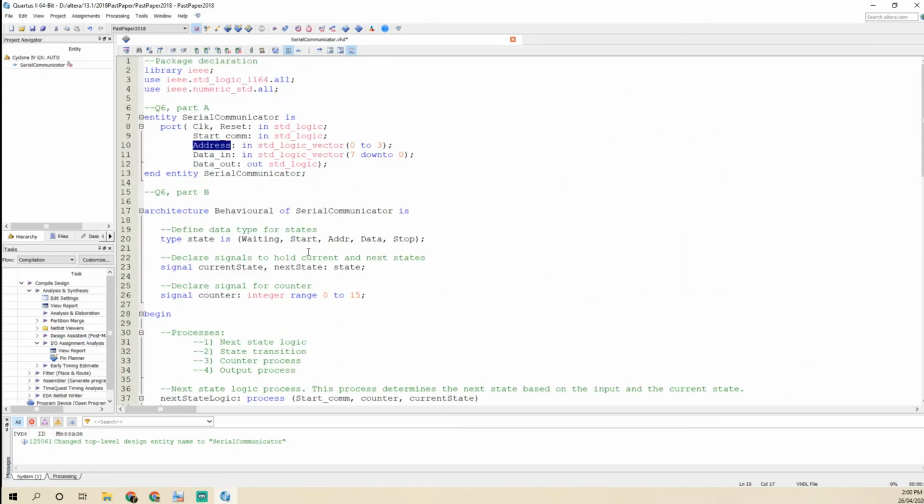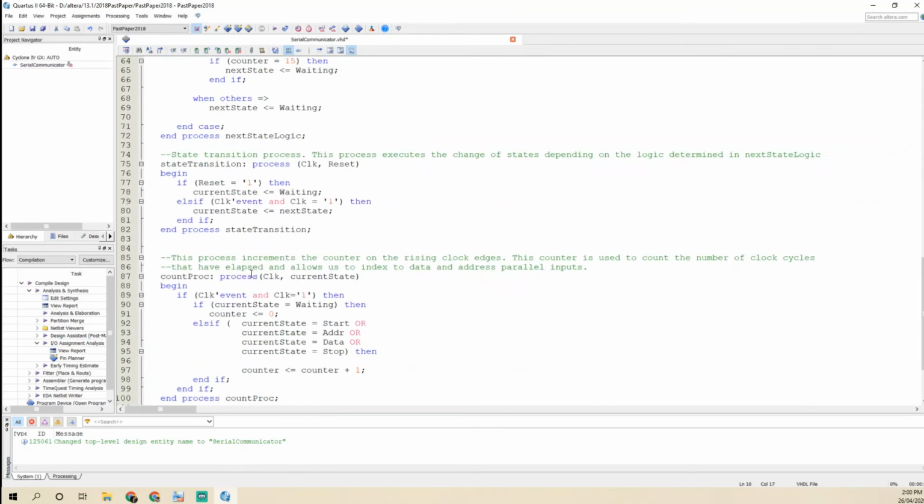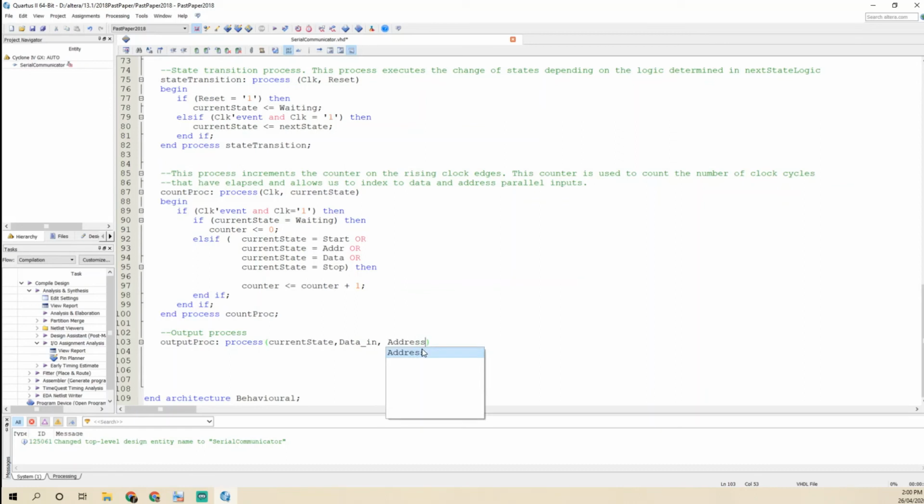Right, my input is called address, the state is ADER. So I'm going to let this be sensitive to address, the actual input itself. And of course it's going to be sensitive to my counter. What does this mean now?